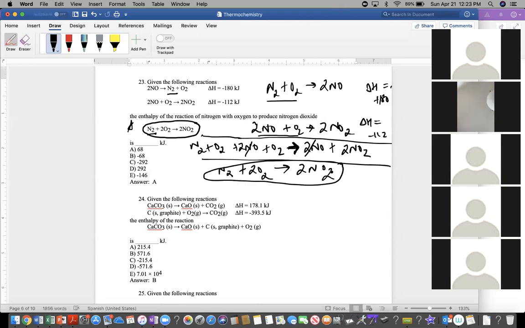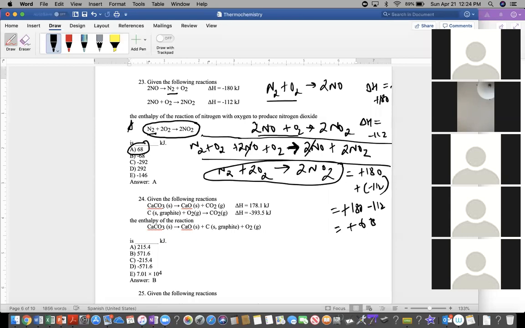Now we can see that by adding these two equations, we get the equation that we're interested in. Hence, the delta H for these two reactions should also add to give us the delta H for this reaction. That makes sense? Yeah. What we need to do is just add the numbers. So 180 plus negative 112. Plus 180 plus minus is minus 112. So the answer will be positive 68. And the answer is indeed A, which is 68.